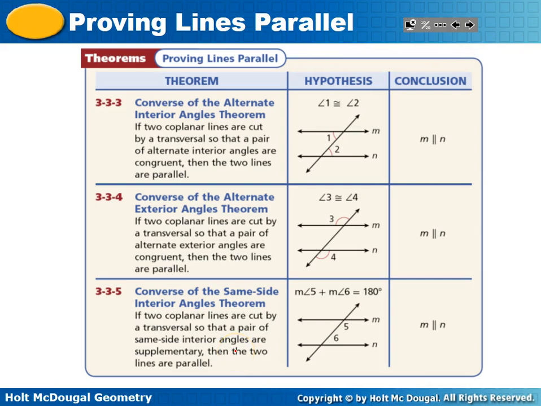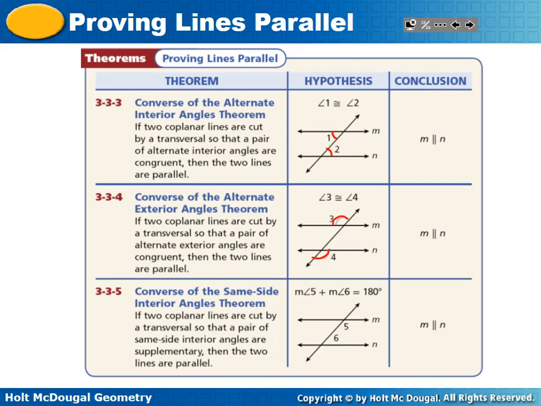So we've got these 3 more. We're doing the converse of the alternate interior angles theorem. And notice here again that angle 1 is congruent to angle 2. Because those angles are congruent and they're in alternate interior angles position, we can say that line M is parallel to N by the converse of the alternate interior angles theorem. On this next one down here, we can see that angle 3 is congruent with angle 4. Those are in alternate exterior angles position. So because they are in the alternate exterior position and they are congruent, we can say by the converse of the alternate exterior angles theorem, line M is parallel to N.